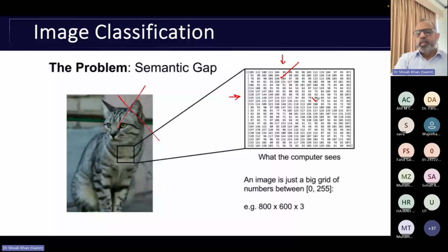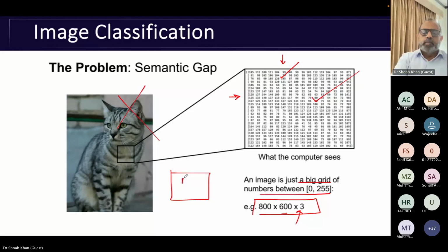So an image is just a big grid of numbers between 0 and 255. If it is a colored image, it has RGB, three images, and then they are added together. So for a computer, it is three 800 by 600 matrices. Matrix 1 is R, matrix 2 is G, and this is B. So these are the three matrices, and every matrix will look like just numbers.